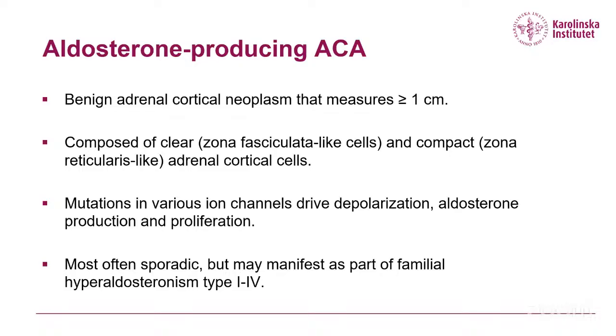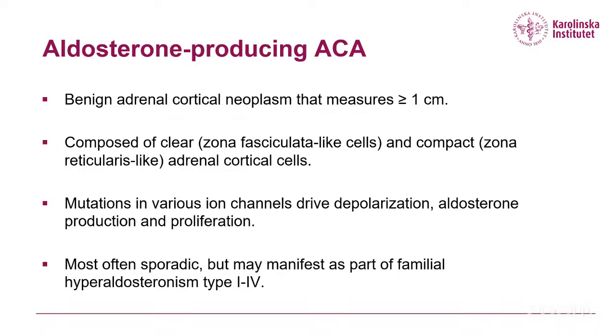These lesions, the adenomas, which are the most common form of all adrenal tumors, the adrenocortical adenoma, if they produce aldosterone, you can be fairly sure that they have a mutation in one out of several ion channels that will drive depolarization of the zona glomerulosa cell, which leads to aldosterone production and proliferation. And I will show you in a slide how that might look, basically.